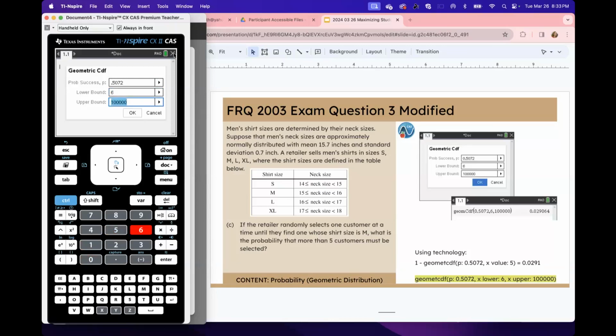We don't know how long it's going to take, so we just put a really big number in. And then we get the same answer. So that's the one little difference for the Nspire: you don't have to do that complement. And that's the same thing for the binomial also. So we wanted to make sure that you notice that.